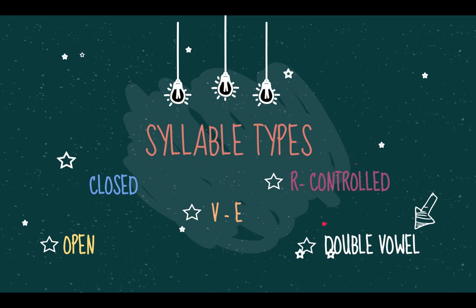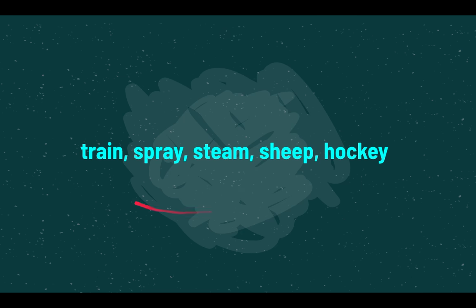And finally, there's the double vowel syllable type. This is the one we've been working on recently. It's the syllable of the mighty vowel team because these syllables have a double vowel in them. Words like train, spray, steam, sheep, and hockey are all examples of double vowel syllables. We mark those with a D.